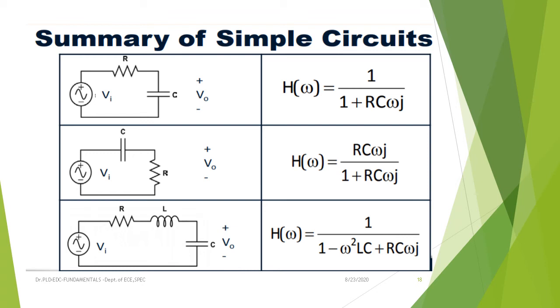Then by applying KVL, first write the KVL equation. The input voltage given to the circuit is V in, and the drop across the resistor plus the drop across the capacitor is equivalent to the supply voltage V in. So by applying KVL, V in, or VI in this circuit, equals the drop across the resistor, Ri, plus the drop across the capacitor, V naught, where V naught is 1 by C integral of I dt. In such a way, first you have to write the equation.